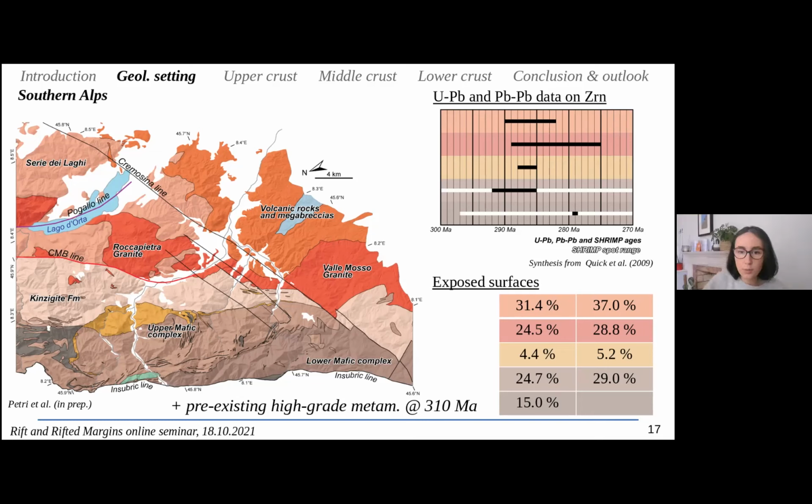I also see Robert raised a hand. Would you like to ask a question yourself? Yes. How do you discriminate between magmatic and high-grade metamorphic fabrics?